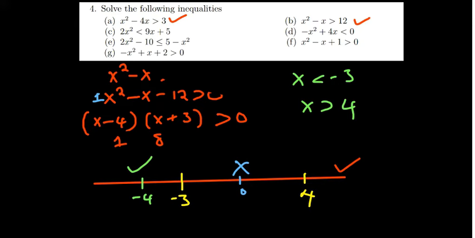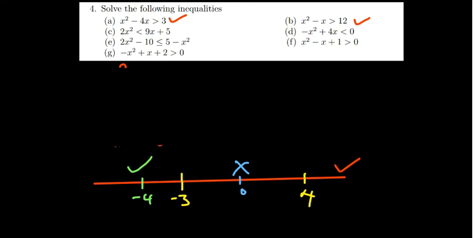So whatever we've done here applies to everything else that is below. Maybe just for the sake of the practice and just to help you understand more, I can handle question E, which is of course facing the other side, and then it has got an equal part. So 2x squared minus 10 is less than or equal to 5 minus x squared.